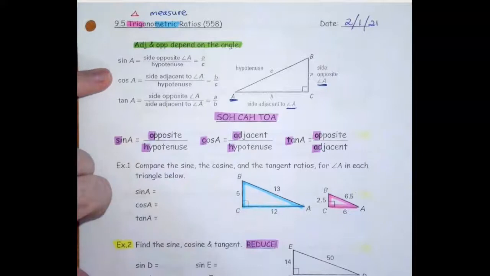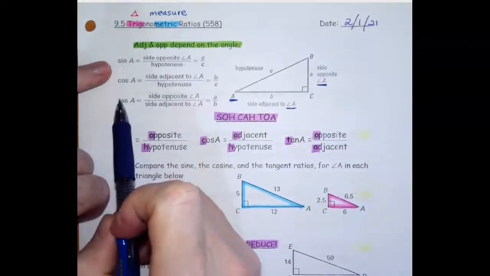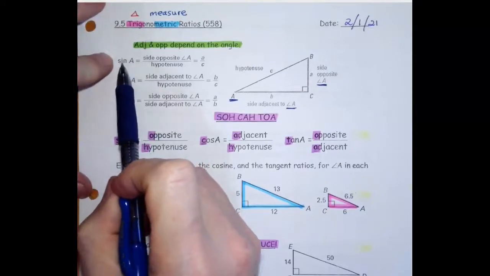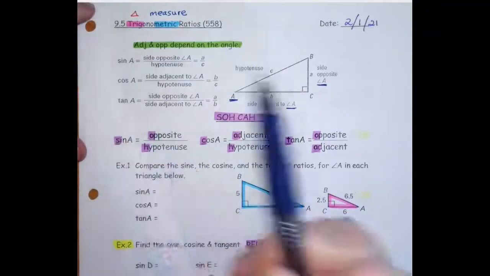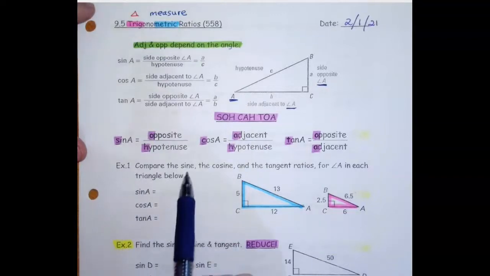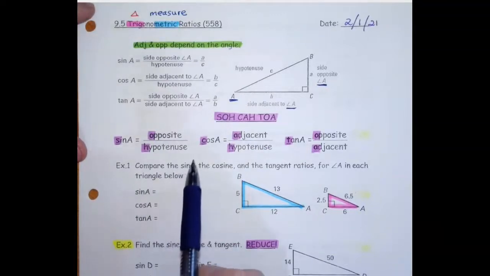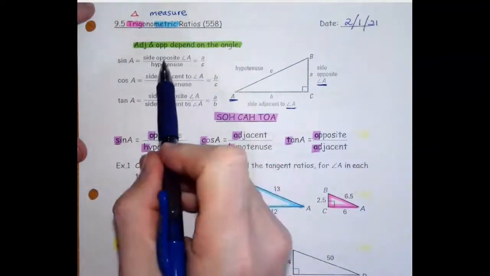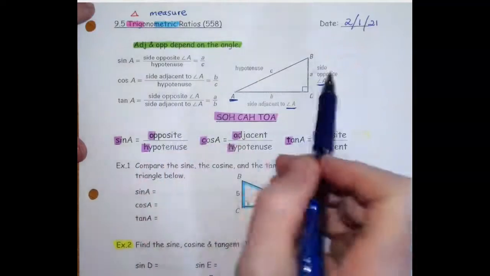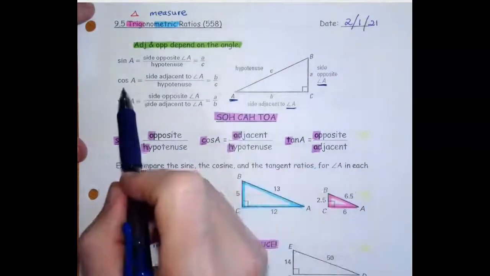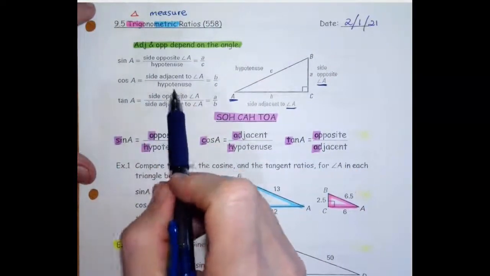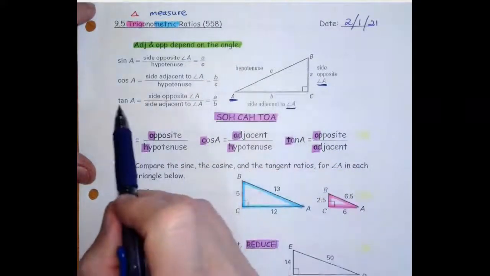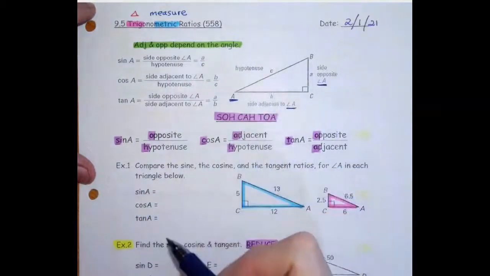Now, you need to memorize these three ratios right here. So sine, the sine of an angle, we abbreviate that S-I-N, but that's the word sine here. We just drop the E in cosine, we drop that. So sine is opposite over hypotenuse. In this case, that would be A over C. The cosine is adjacent over hypotenuse. So that would be B over A in this example. And the tangent is opposite over adjacent.